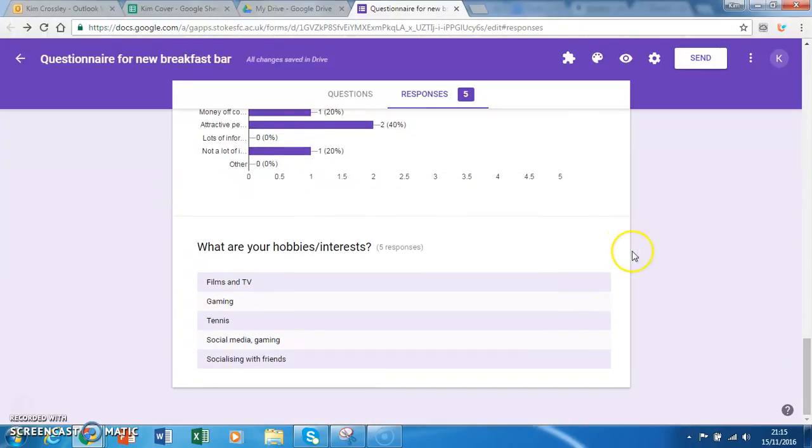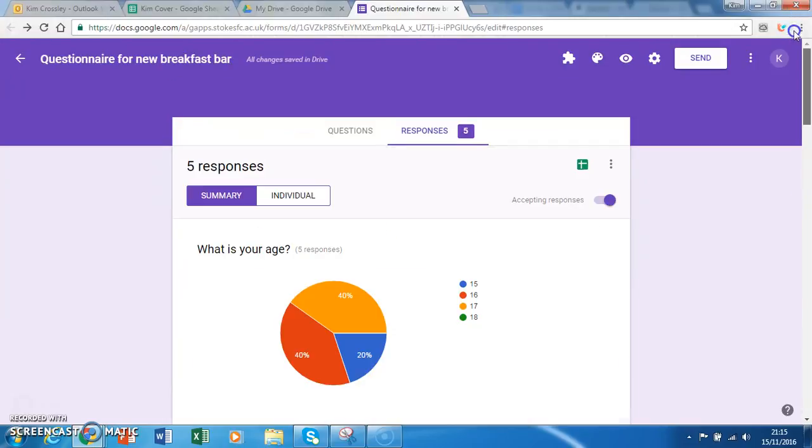And then just a few about hobbies and interests. We've got an idea of who his audience is. We've got this audience interested in film and TV, gaming, playing tennis, social media and gaming again, and also socialising with friends. So very typical hobbies and interests of this age group. Okay. Right, so go back to the top then.